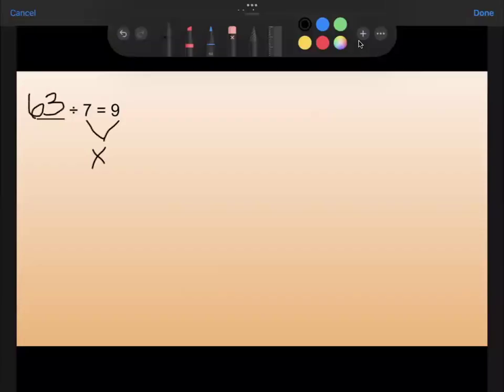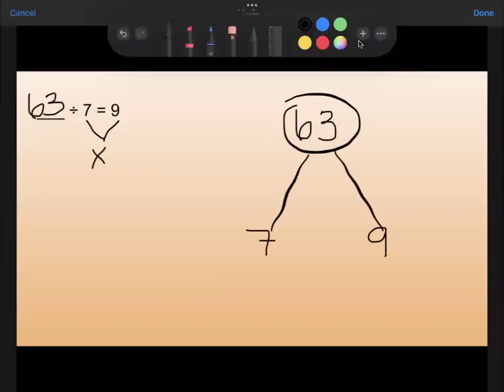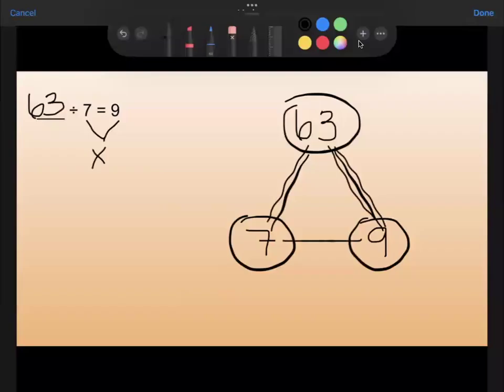You can also think of it as a triangle, kind of like a multiplication division fact family, where you have the 63 up here, and then you have the 7 and the 9 down here. And if you're going this way, 7 times 9 is 63. Or if you're going down here, 63 divided by 9 is 7. 63 divided by 7 is 9. So that's another little strategy, these little fact families that are triangles.